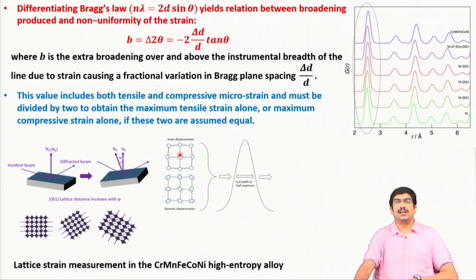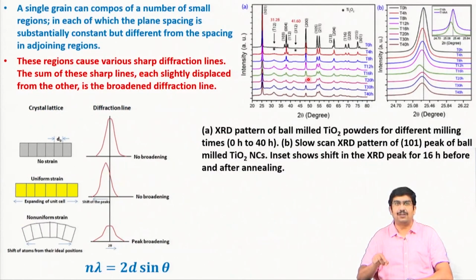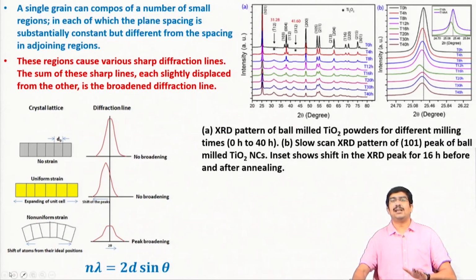One more important thing is that this strain includes both tensile and compressive. You can imagine that micro stresses, as I just gave an extreme example, contain both tensile and compressive, and if we imagine that both of them are the same, the amount of tension is exactly equal to the amount of compression, that is why we don't get any macro stress. Tensile stresses in the material are exactly balanced by the compressive stresses, and we don't get any macro stress.